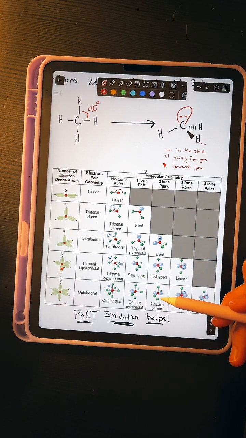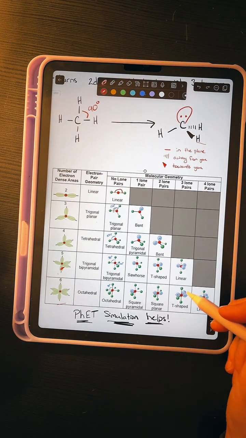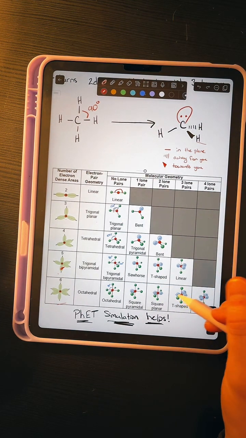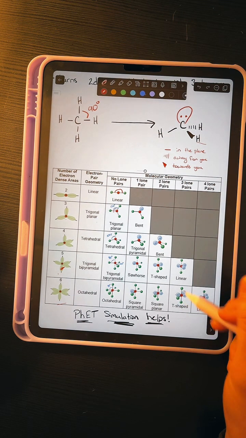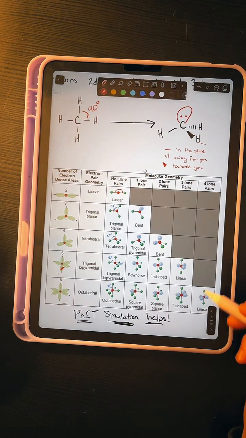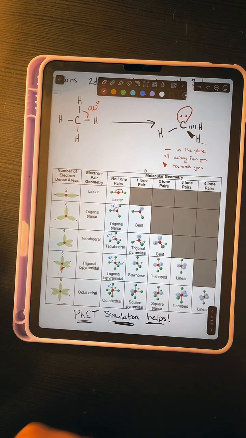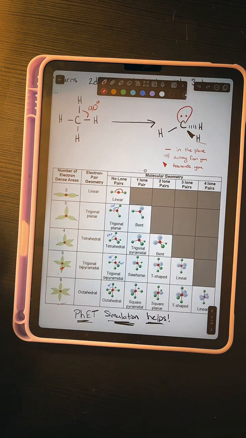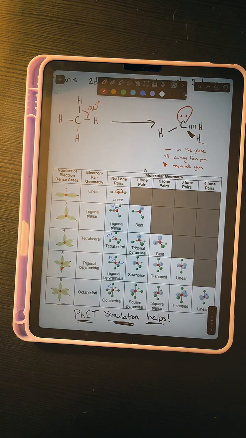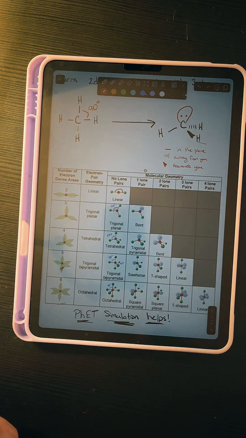Then we take another one off and it becomes square planar. As we add another lone pair of electrons, we get that T shape again, and one more gives us linear. Actually, that is not 100% true. For the most part, if a compound has lone pairs, it is almost always polar, but that is not always the case.